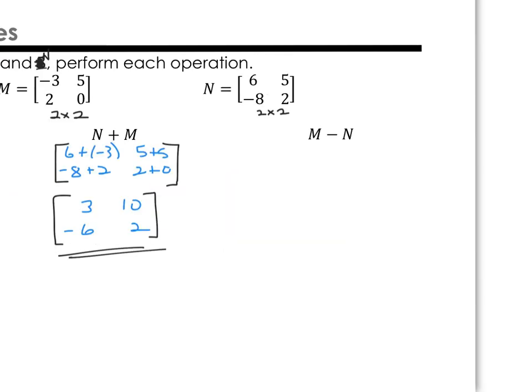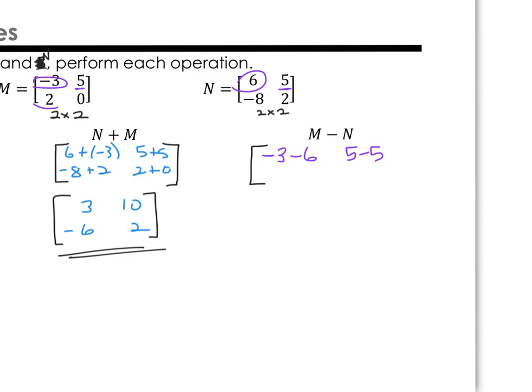For M minus N, as we create our bracket, be careful with subtracting, everybody. I know that seems easy enough, but we just want to make sure that we're subtracting negatives and doing all those things in the right order. First element with first element, row 1, column 1, is going to be negative 3 minus 6. And then row 1, column 2, 5 minus 5.